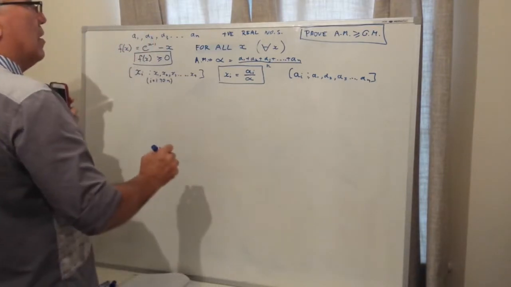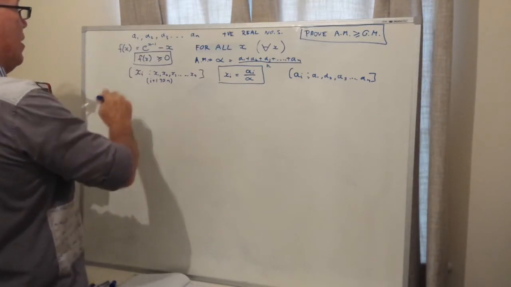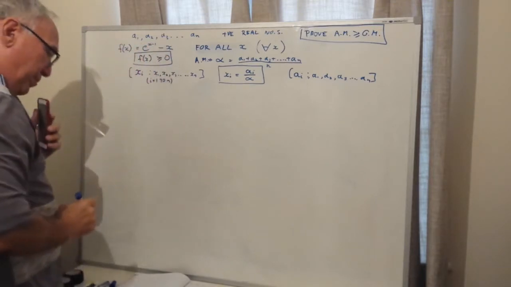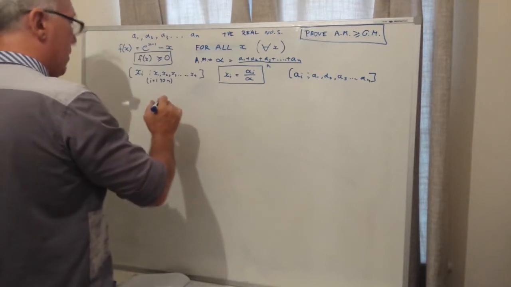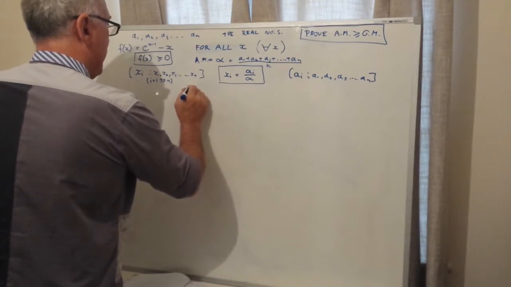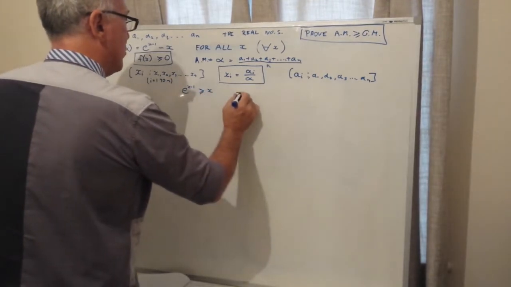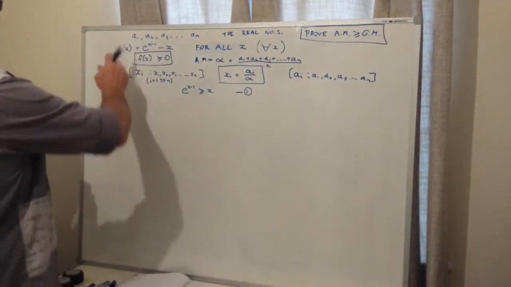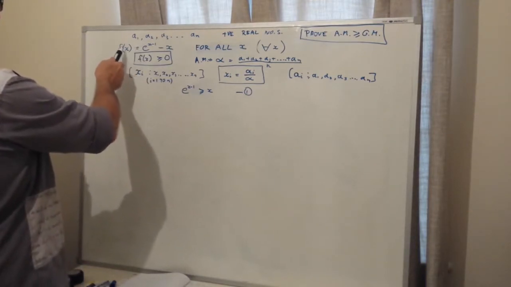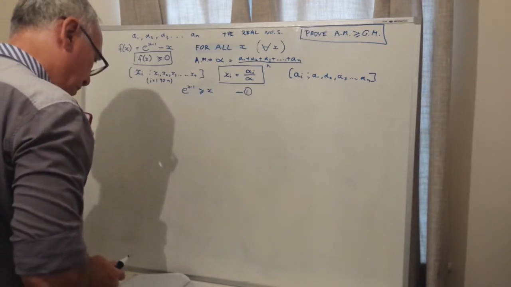So if we know that f of x is greater than or equal to 0, then we can create a new equation, and that equation will be e to the power of x minus 1 is greater than or equal to x. And we'll just call that equation 1. Because we know that f of x is greater than or equal to 0, we're just substituting that in there, and we're getting e to the power of x minus 1 is greater than or equal to x.